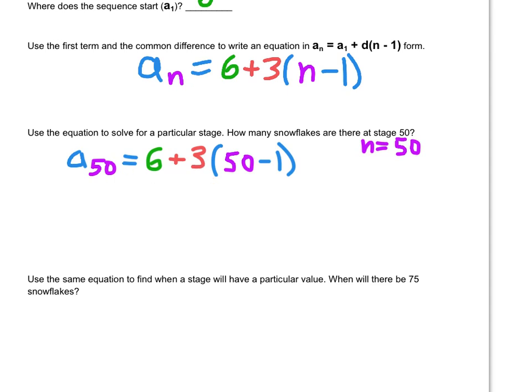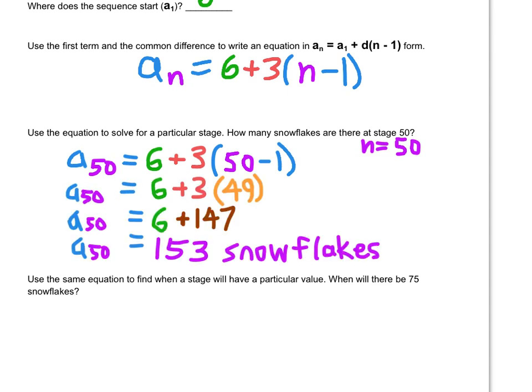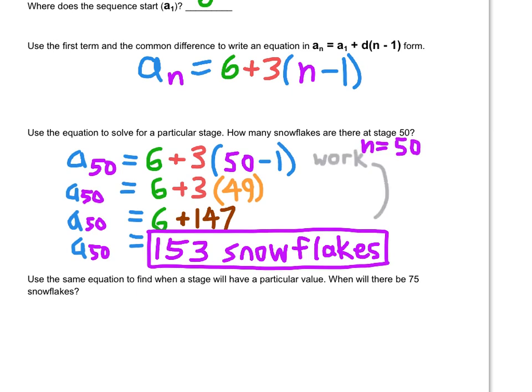times the quantity, remember parentheses, 50 minus 1, other parentheses. You're literally just going to type in this right side, the 6 plus 3 parentheses 50 minus 1, on your calculator and get the answer, which equals 153 snowflakes. I did show all the steps here, but I'm okay if you go from this first line, which is our work, to the last one, which is our answer. But I did show each step in case you're wondering.